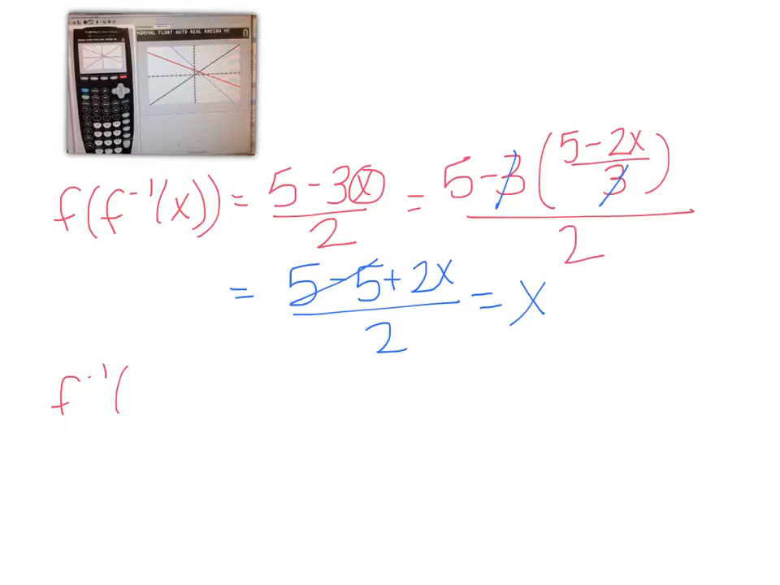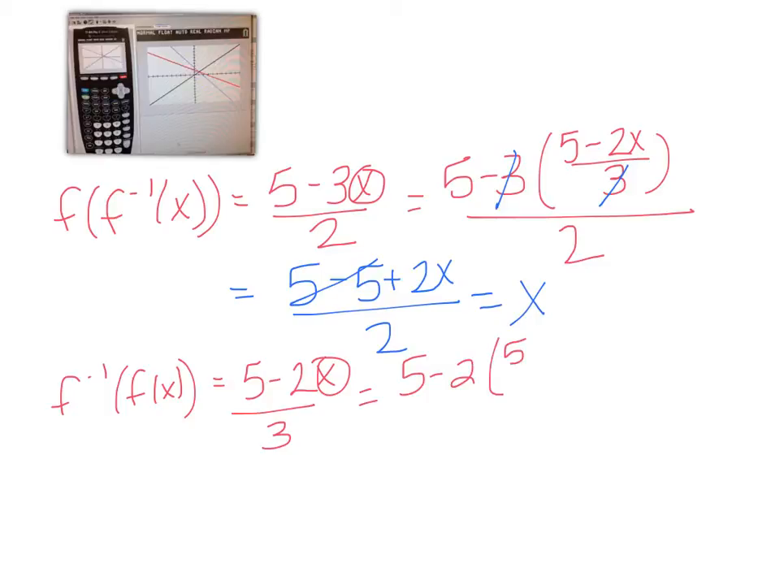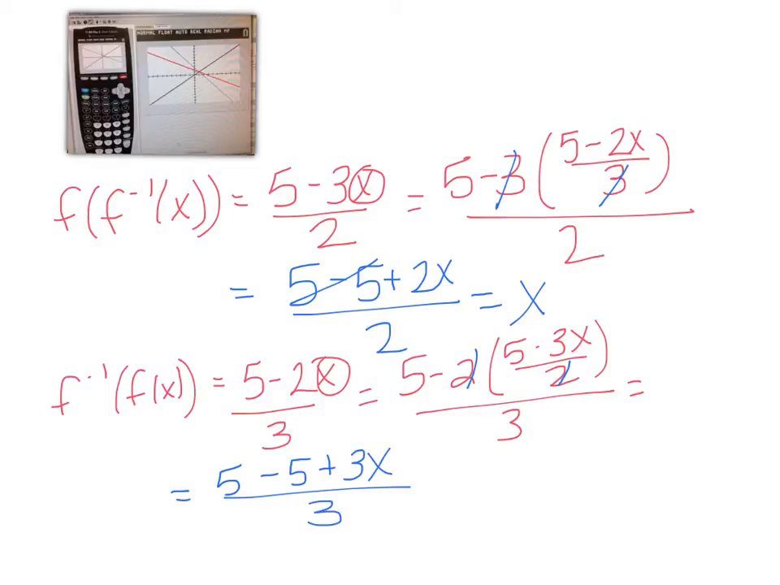F inverse of f of x, start with my inverse, 5 minus 2x over 3, replace x: 5 minus 2 times 5 minus 3x over 2, over 3. Simplifying, my 2's are going to cancel, distribute the minus. It's going to be 5 minus 5 plus 3x over 3. 5 minus 5 goes away. 3x over 3 simplifies to x.